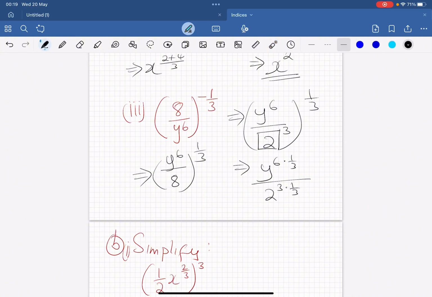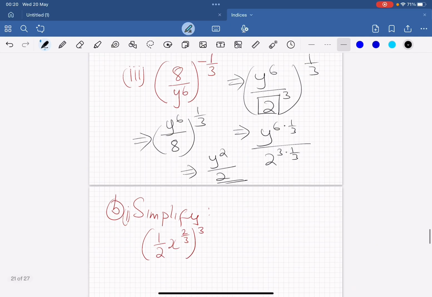Now 6 times 1 over 3 is basically 2, so this is y squared. And then 3 times 1 over 3, basically the 3's cancel out and I'm left with 1, so it's 2. This means that my final answer is y squared over 2.